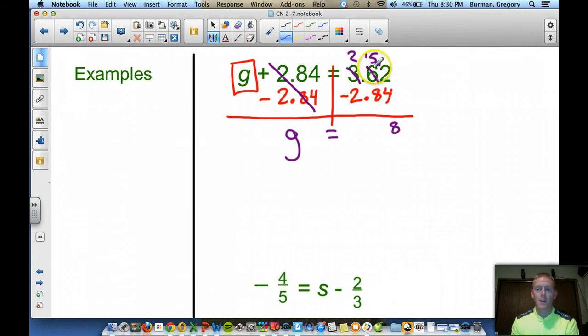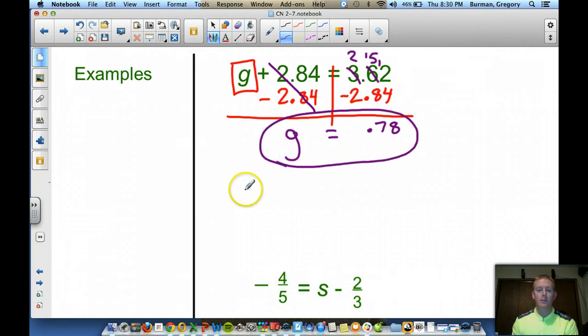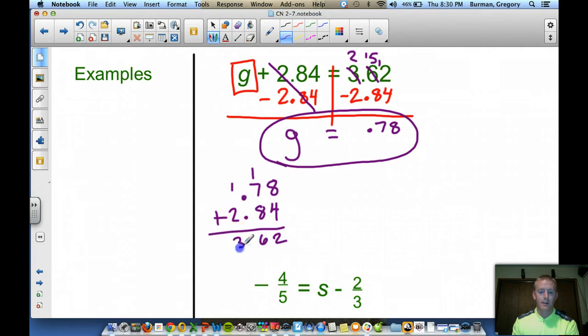That's pretty sweet. 15 minus 8 is 7. Decimal point comes straight down. So G is equal to 0.78. Now what we will do is we'll take 0.78 and we will add it back onto the 2.84 just to double check our answer. 12, 16... So 3.62, we know it's good.